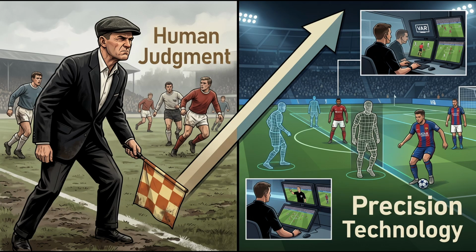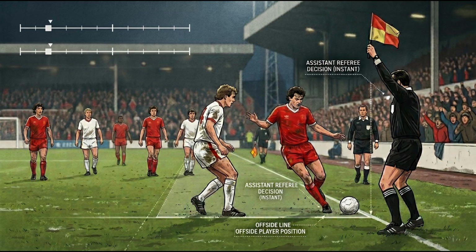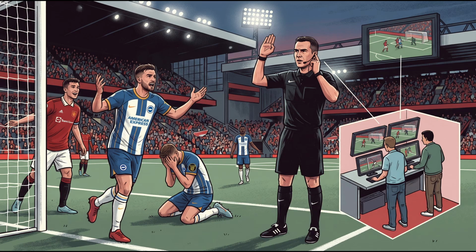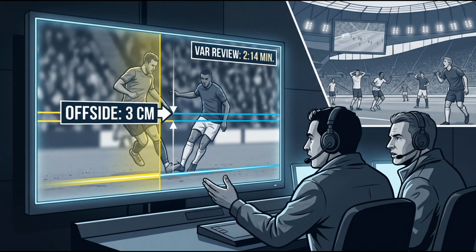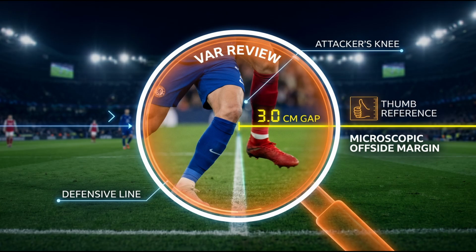But here's the twist nobody expected. VAR made offside more accurate, but it also made it more maddening. Before VAR, flag goes up, or it doesn't. Life moves on. 10 seconds. Now, goal scored, celebration starts. Everyone waits and waits. Lines get drawn on screens. Players stand around, not knowing whether to celebrate or walk back. And sometimes, after 2 full minutes of analysis, a goal gets ruled out because someone's knee was 3 centimeters over the line. 3 centimeters, smaller than your thumb.